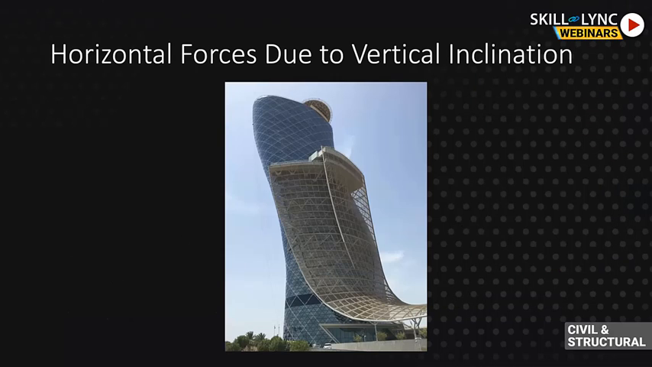So moving to the next slide, this is a high-rise building called Capital Gate 1 Tower. It's located in Abu Dhabi. You can see the irregularity in elevation. The vertical irregularity in elevation will cause horizontal forces that the lateral stability system needs to resist, in addition to, of course, the main horizontal forces coming from wind as well as other seismic forces.